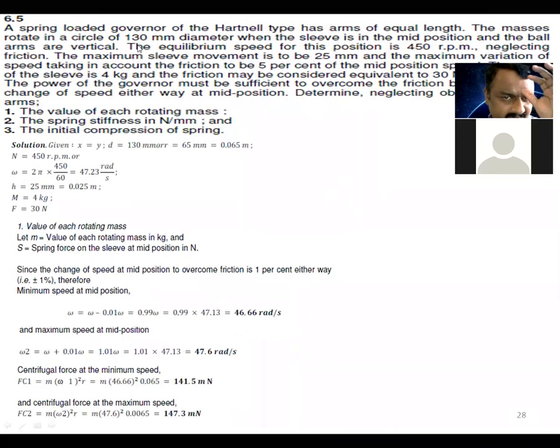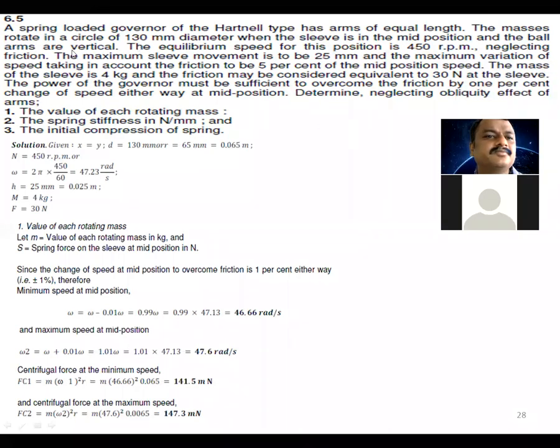Right. So in this problem, I'll just give an outline. You can try on your own, and I will try to explain in the next problem also. A spring-loaded governor of Hartnell type has arms of equal length. Equal length, what do you understand by this? X is equal to Y. X and Y are same. Arms of equal length: the length of the ball arm and the sleeve arm are both the same.